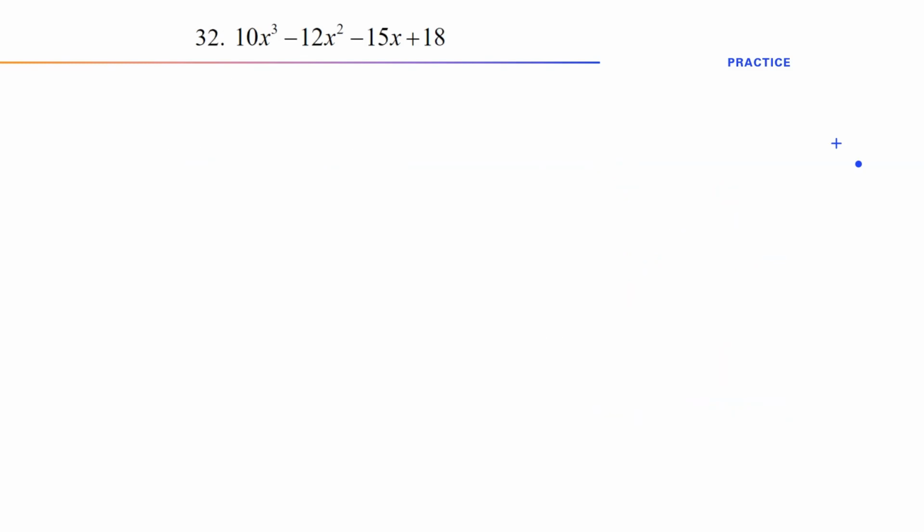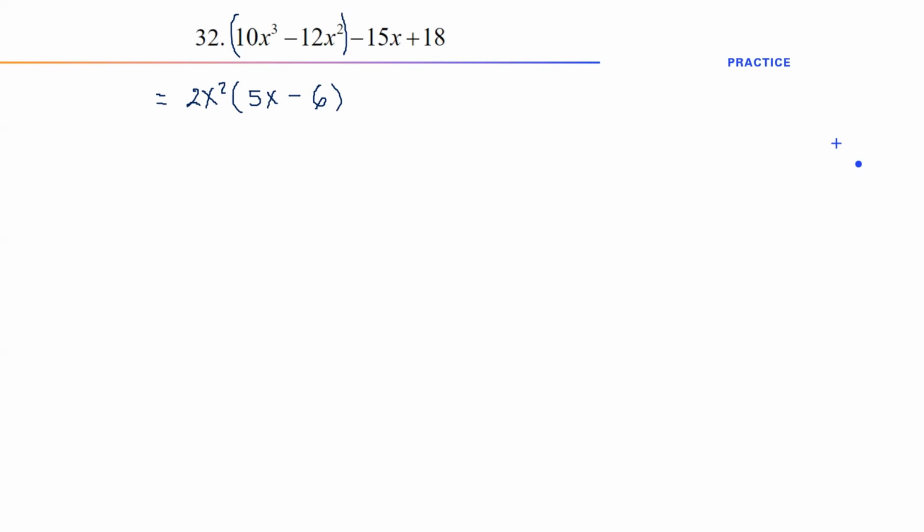Number 32, so we have 10x cubed minus 12x squared minus 15x plus 18. So we see that as 4 terms. I can group the first two together and then the last two. So for the first one, what is in common? 2x squared. I have 5x left and minus 6.